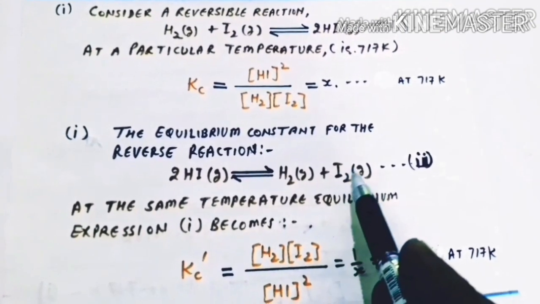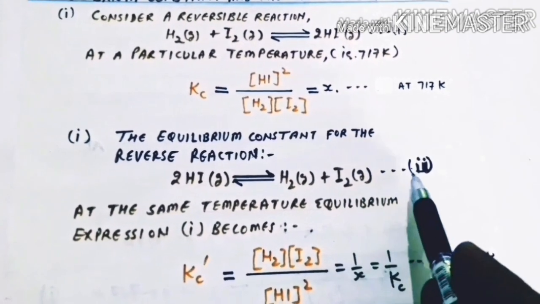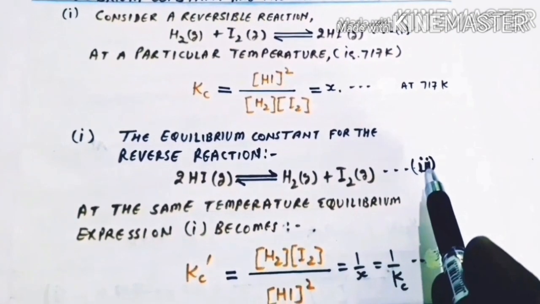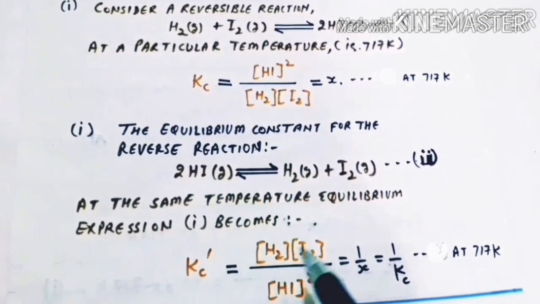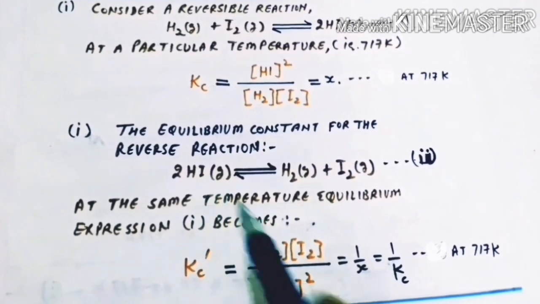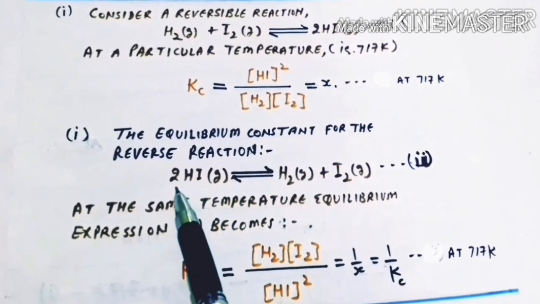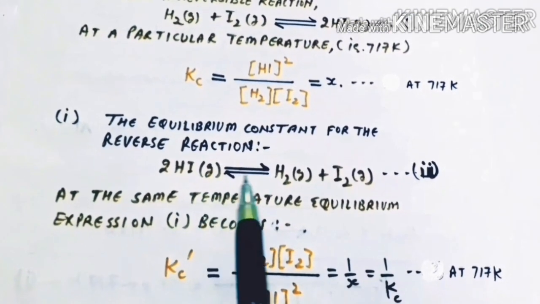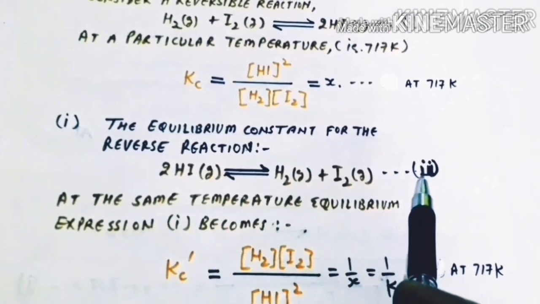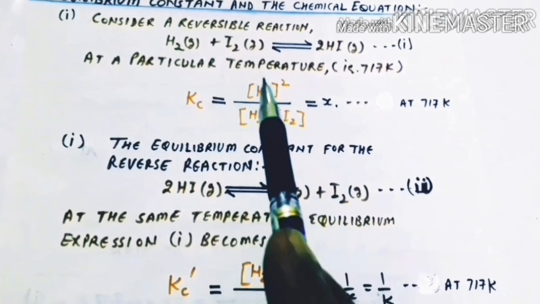So power 1 is the stoichiometric coefficient of iodine gas in equation 2, divided by concentration of hydrogen iodide in mole per liter raised to power 2. So power 2 is the stoichiometric coefficient of hydrogen iodide in the balanced chemical equation 2 for the backward reaction.